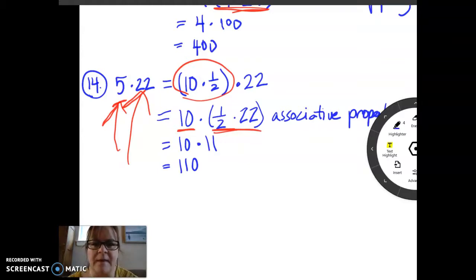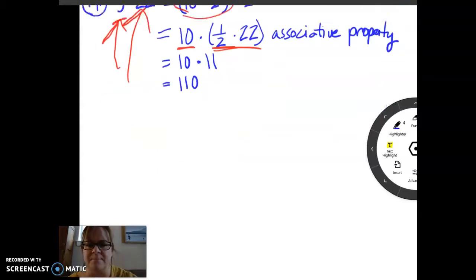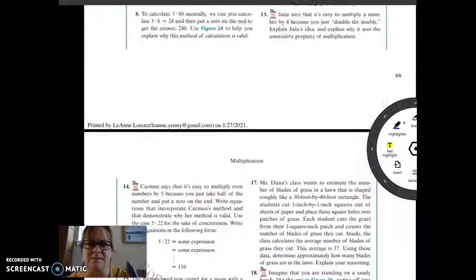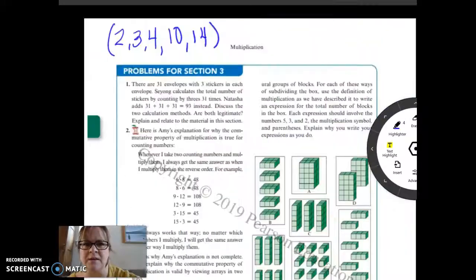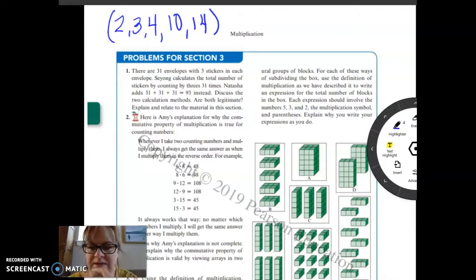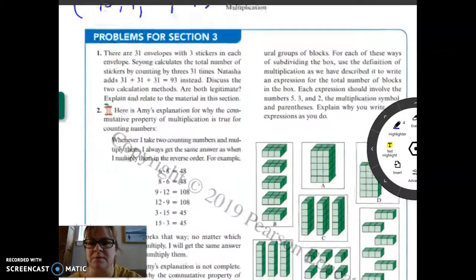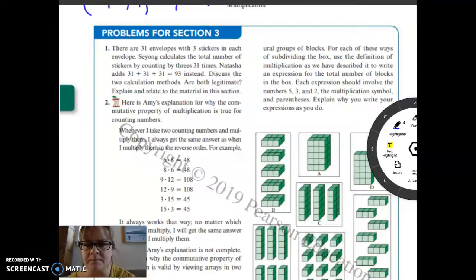So now that I'm associating the half with the 22, I end up with this really nice problem that I can calculate mentally, 10 times 11 or 110. All right, so that is it for section 4.3. We did not do any problems for 4.2, so I'm hoping that this was helpful. Thanks for listening.